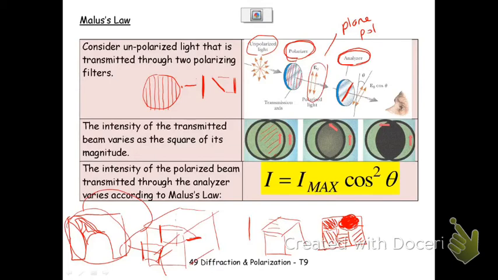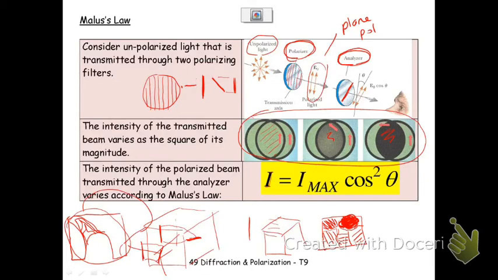I need you to know that for a system like this, the intensity of the light that's coming through, this is low intensity, this is more intense, this is very intense. The intensity of the light that's coming through is equal to the intensity of the original light, Imax, times the cosine squared of the angle between the two filter orientations.